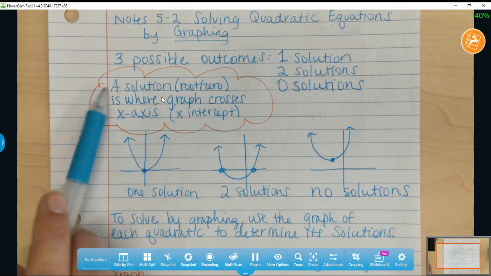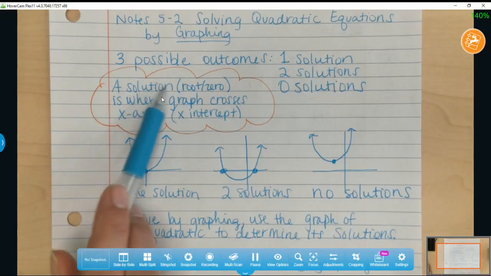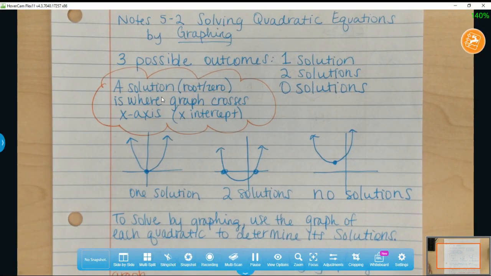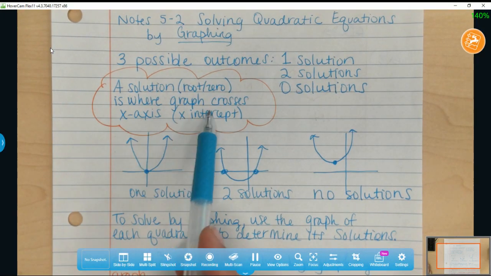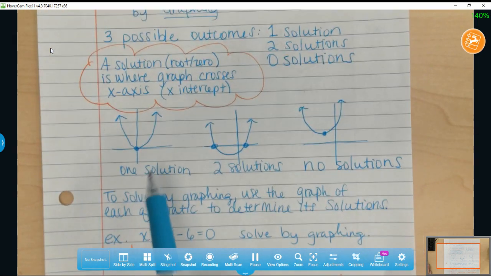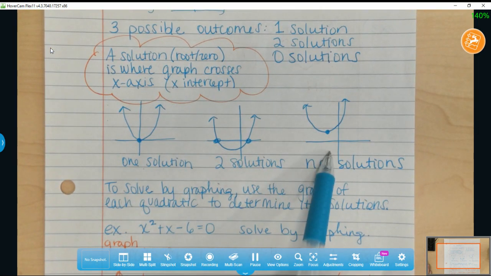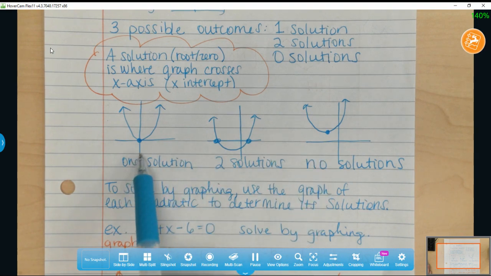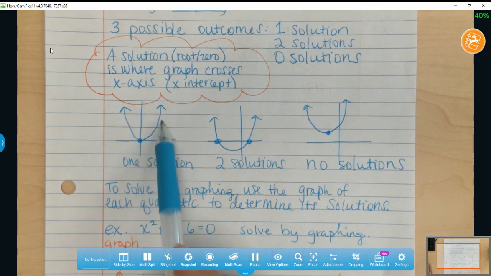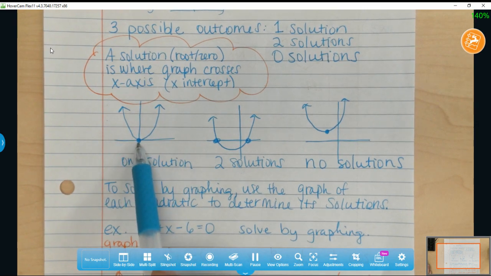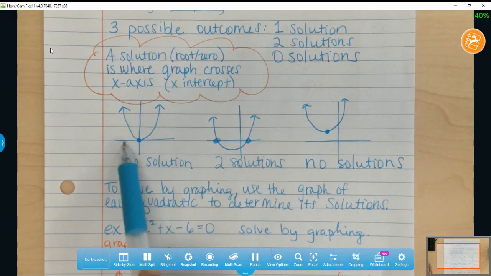A solution, or a root, or a zero, are all three different ways of saying the same thing: where the graph crosses the x-axis, aka the x-intercept. Because of the nature of the graph of a quadratic, we have three potential outcomes. One solution would be a situation where the vertex of the parabola lies directly on the x-axis.